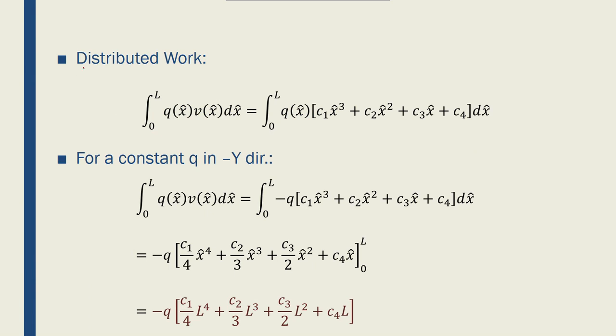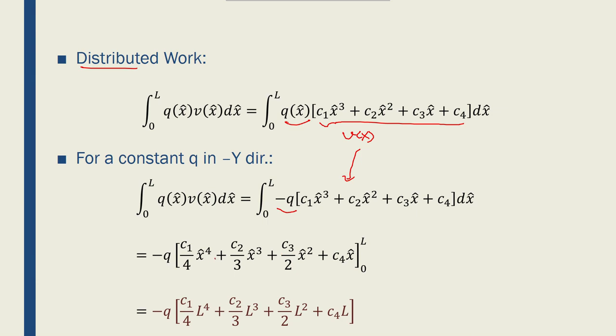So let's find the distributed work. It's this integral from 0 to L, Qx times vx dx. Qx times, this is the expanded vx, c1x cubed plus c2x squared plus c3x plus c4 dx. And if we assume a constant q in the negative y direction, this equation becomes like that, minus q times those terms. And if we integrate that, we'll have minus q times c1 over 4 x to the 4 plus c2 over 3 x cubed plus c3 over 2 x squared plus c4x from 0 to L.